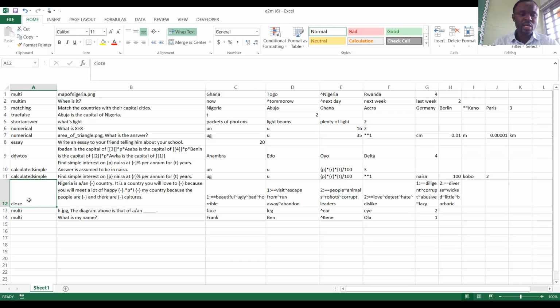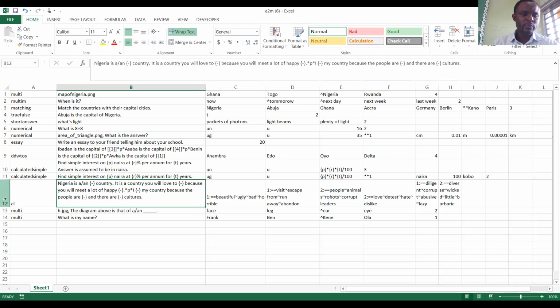The last type of question here is the closed question. So you see that I have the type of question in the first column: CLOZE, that's close. If you don't want to spell everything, you just type in CL. Input CL in the first column. Do we understand? Okay, so the second column for this row, row 12, is the question.